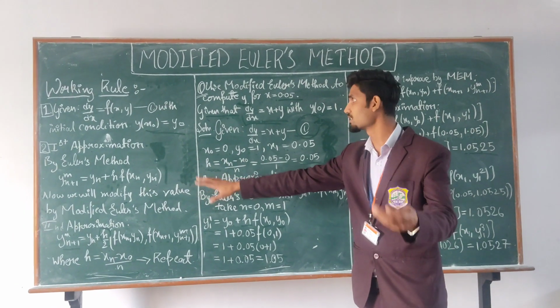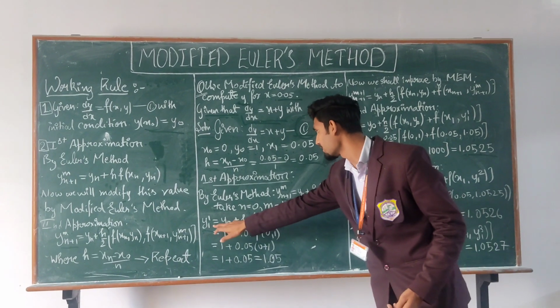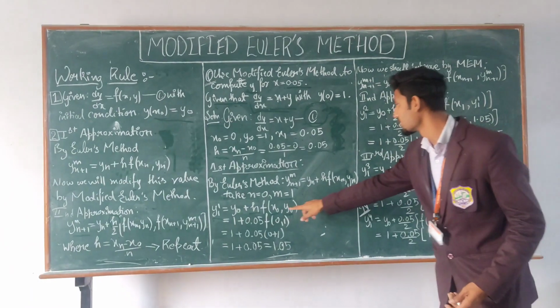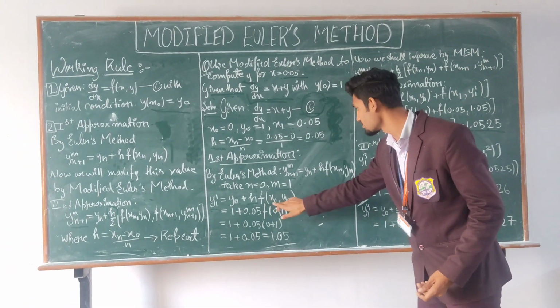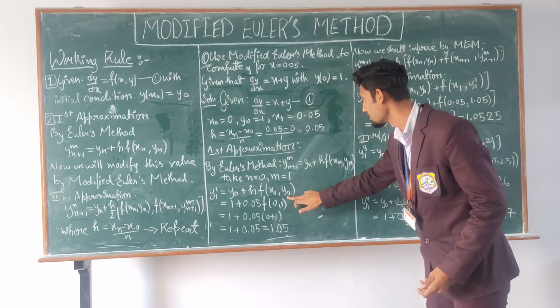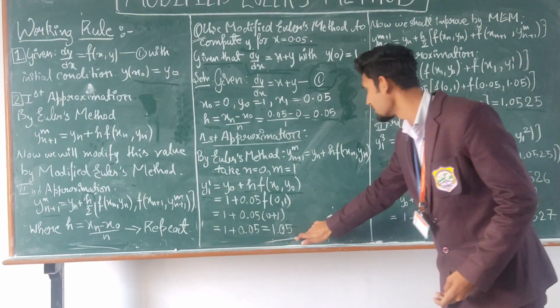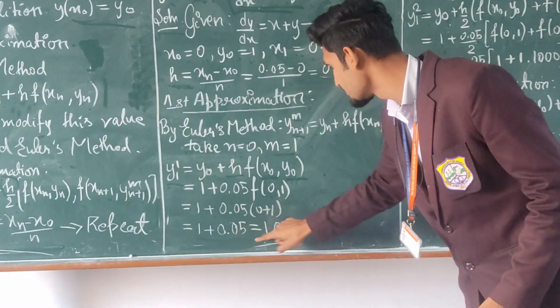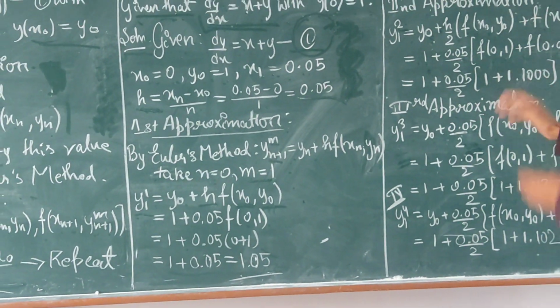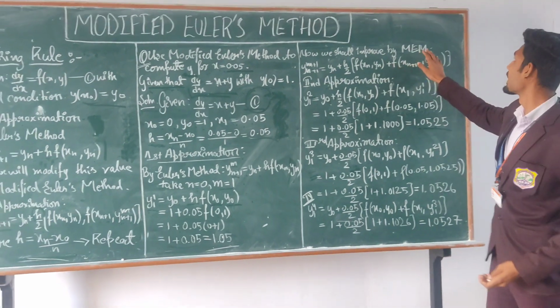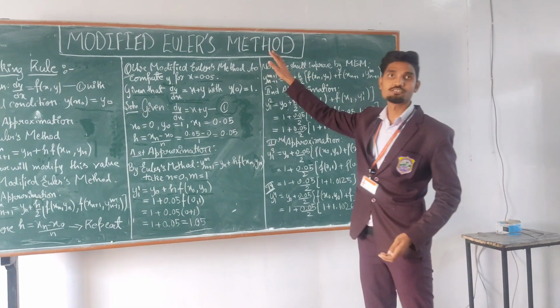We see this in the working rule. y1 is equal to y0 plus h f(x0, y0). Here the value of x0 is 0 and the value of y0 is 1. Solving this equation, we find the value of y1 is 1.05. Secondly, now we shall improve it by the modified Euler's method.